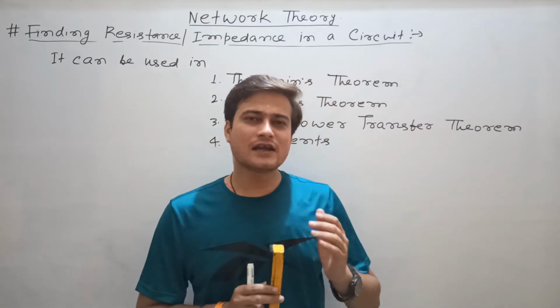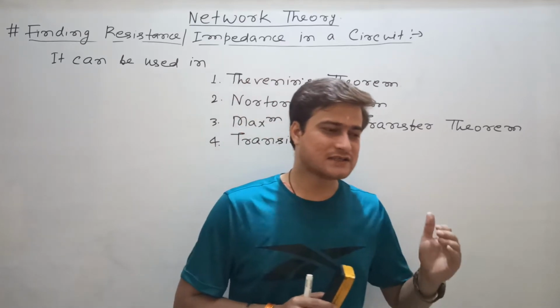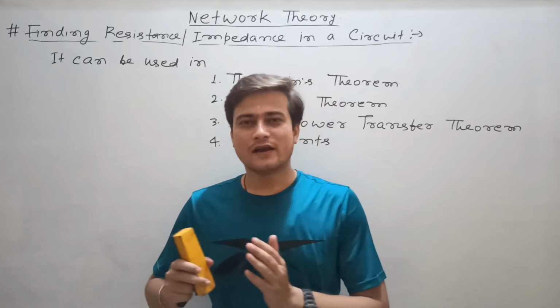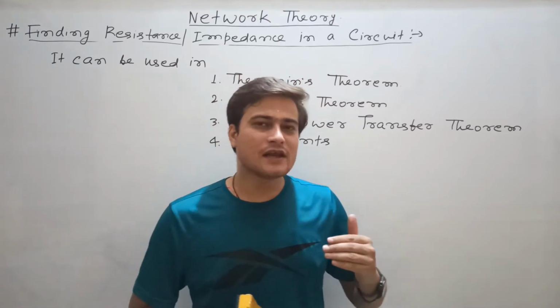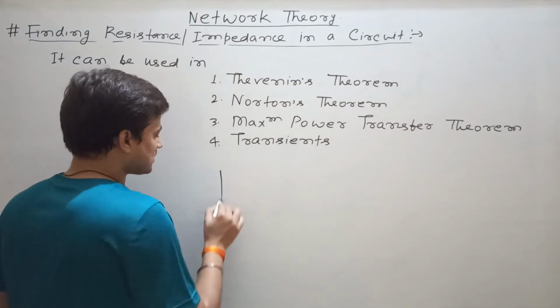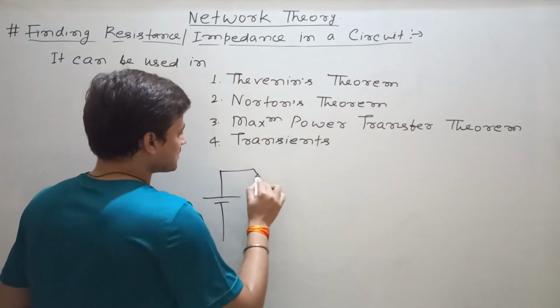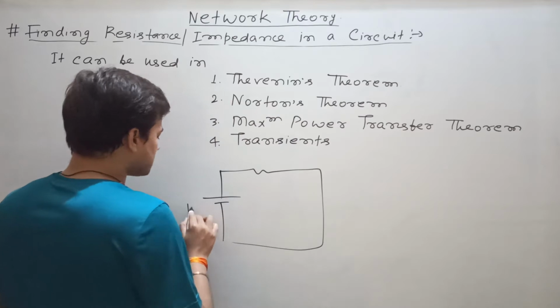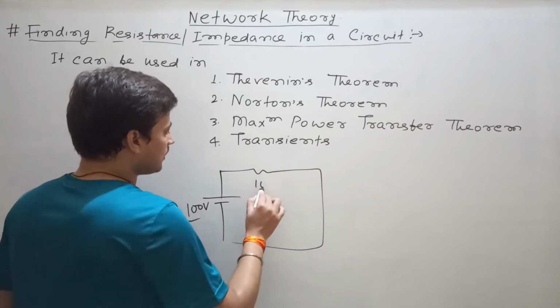So first let us see what is the meaning of resistance. What happens if there is resistance in the circuit? Suppose we are having a circuit like this. Here it is 100 volt. Here it is 10 ohm.